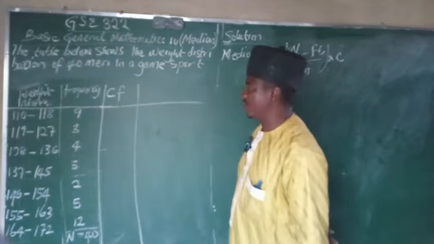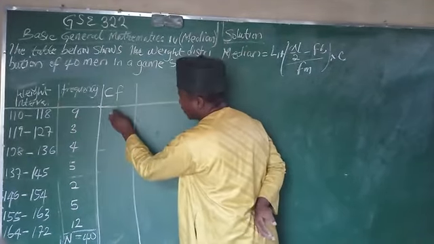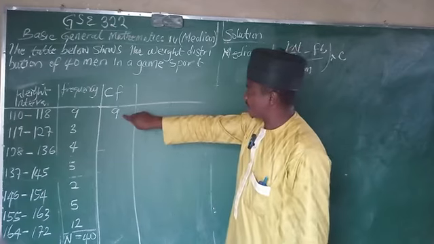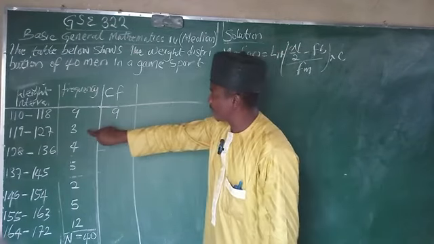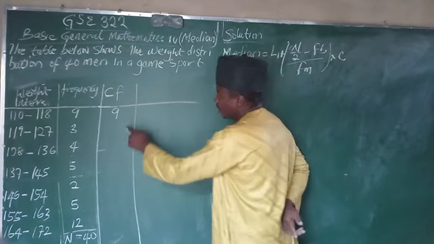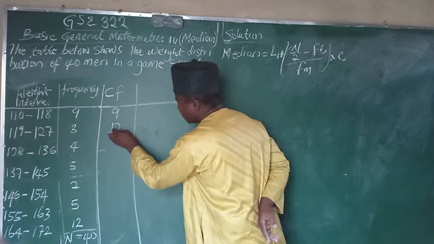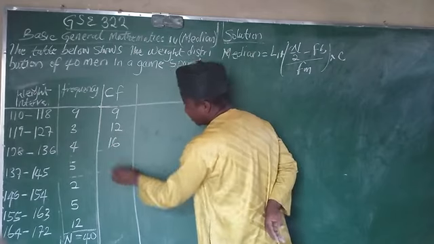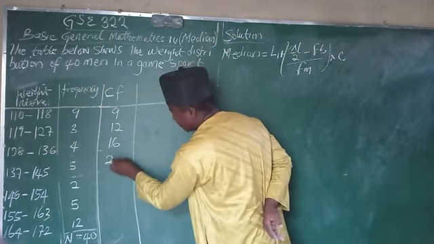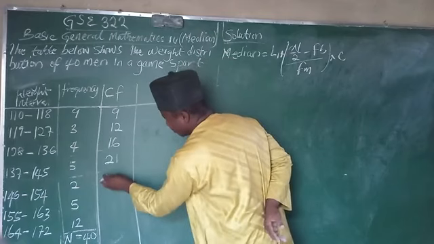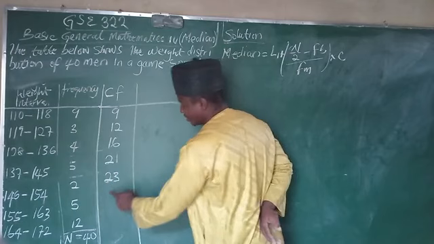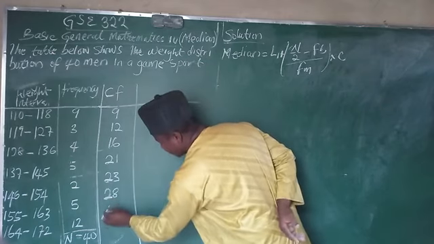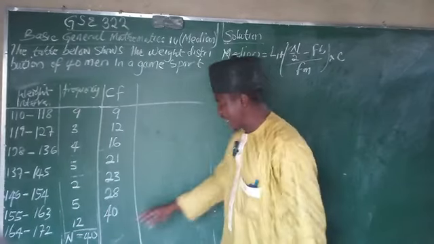How do we get the cumulative frequency? The first frequency is our first cumulative frequency. Then the second cumulative frequency is the first cumulative frequency plus the second frequency. Therefore, 9 plus 3 gives us 12. 12 plus 4 gives us 16. 16 plus 5 gives us 21. 21 plus 2 gives us 23. 23 plus 5 gives us 28. 28 plus 12 gives us 40. You can see that n is 40.